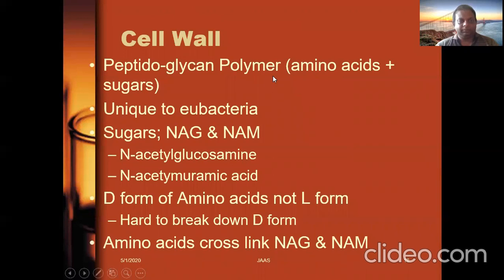The cell wall is made up of peptidoglycan polymer. It's made up of amino acids plus sugars: N-acetylglucosamine and N-acetylmuramic acid. Those are the sugars. They are bound with amino acids. NAG and NAM bound with amino acids, so that is the peptidoglycan polymer. It's a polymer.